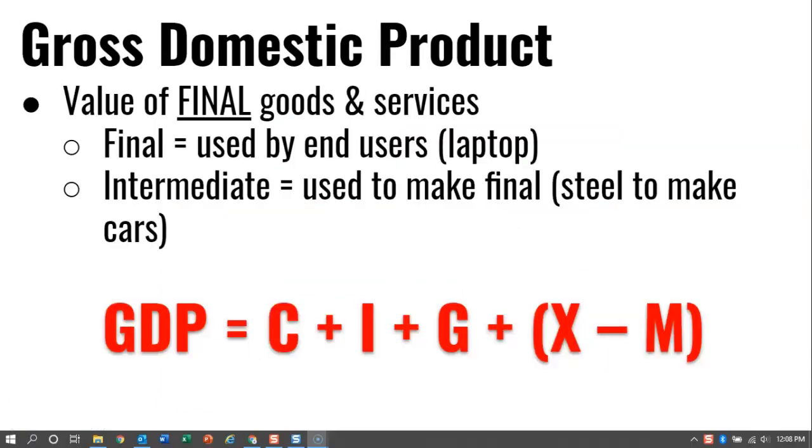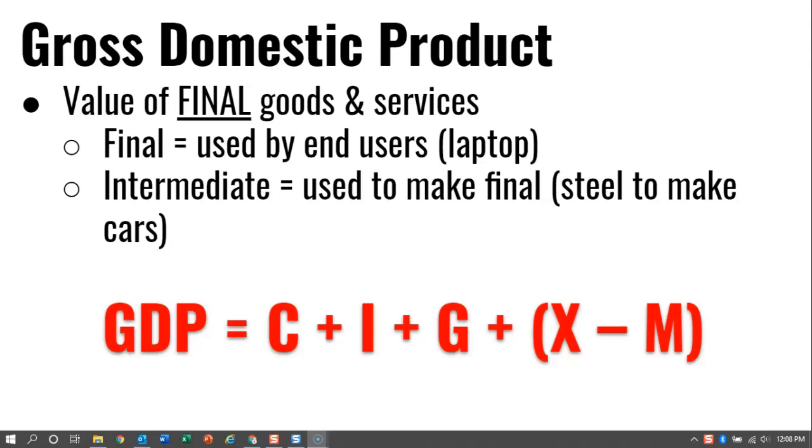This model leads us to the concept of gross domestic product, or GDP. And gross domestic product is the value of all final goods and services produced in an economy in a given year. That word final is important because goods, especially manufactured goods, tend to go through a process of development and creation and refinement. We start with the raw materials, and then those are used to create component parts that go into a larger product that then finally gets to the consumer's hands, like a car.